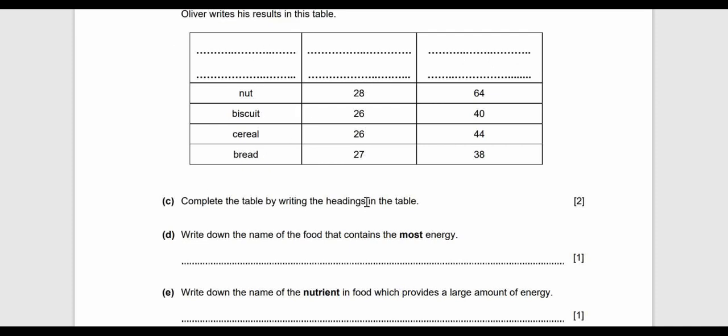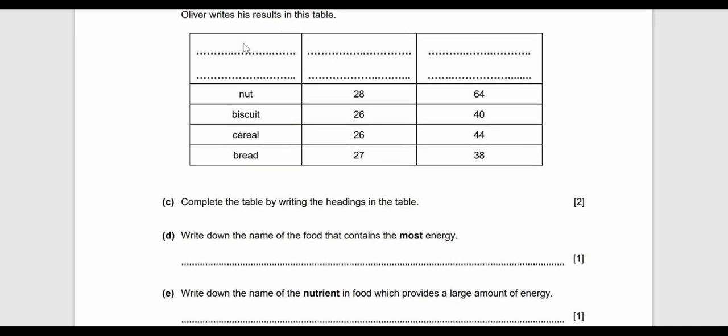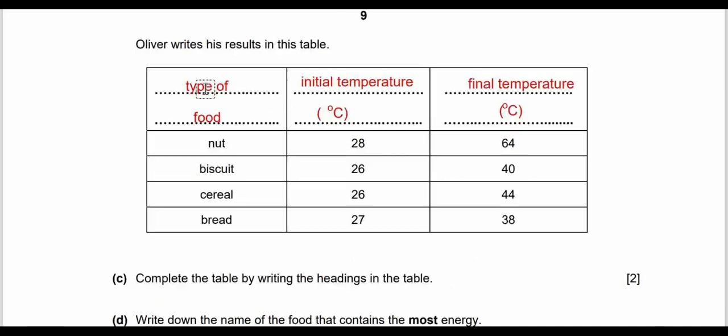Complete the table by writing the headings in the table. Well, we have to fill the heading in here, so 10 seconds from now. Let's open up the answer. Well, this is our answer: type of food, nut, biscuits, cereal, bread, initial temperature or start temperature in degrees Celsius, final temperature in degrees Celsius.